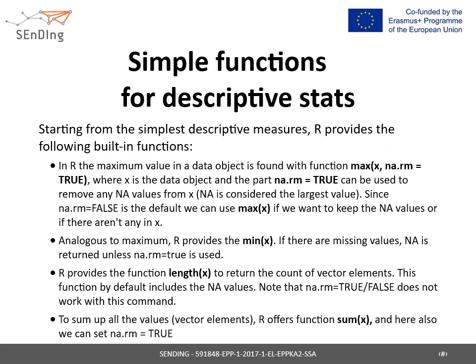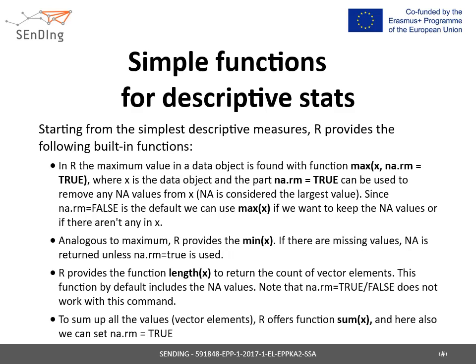Descriptive statistics help us present the information about our datasets, and in addition they can be the first step towards complex computations and analysis. Starting from the simplest descriptive measures, R provides the following built-in functions. The maximum value in a data object is found with function max(x), where x is the data object. We can optionally also use the argument na.rm = TRUE to remove any NA values from x. If we keep NAs as they are, they are considered the largest values.